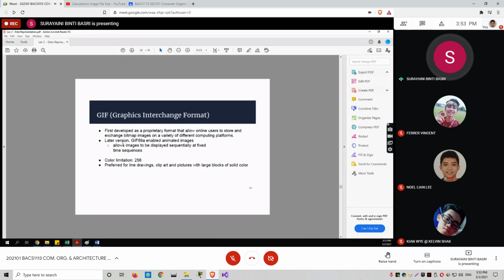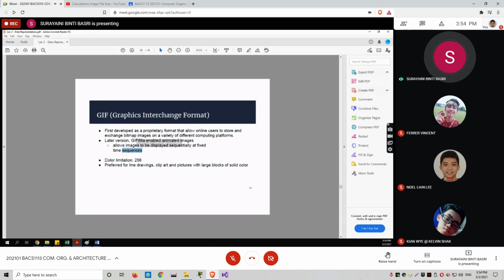Okay, so there's a later version of this GIF, which is GIF 89A, which enables animated images. So you guys can always send GIF images with animation on Facebook, WhatsApp. Okay, so this type of image will allow images to be displayed sequentially at a fixed time sequence.